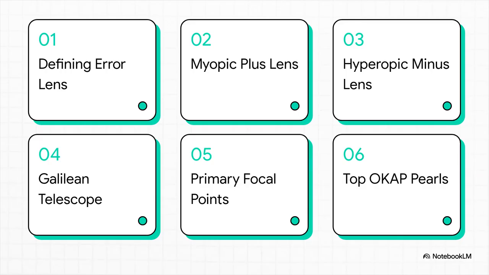Here is our roadmap for today's masterclass. Number 1, defining the error lens. 2, the myopic plus lens. 3, the hyperopic minus lens. 4, the Galilean telescope analogy. 5, shifting primary focal points. And 6, top OCAP pearls. Mastering these 6 steps will build a powerful framework you'll use in clinic every single day.